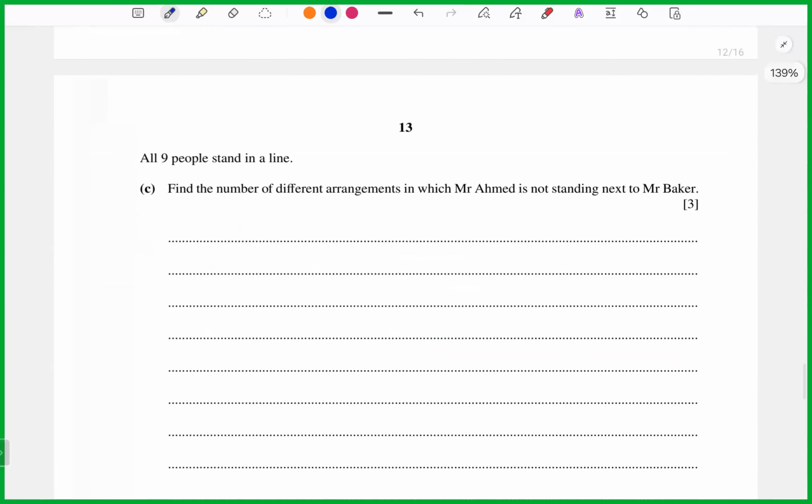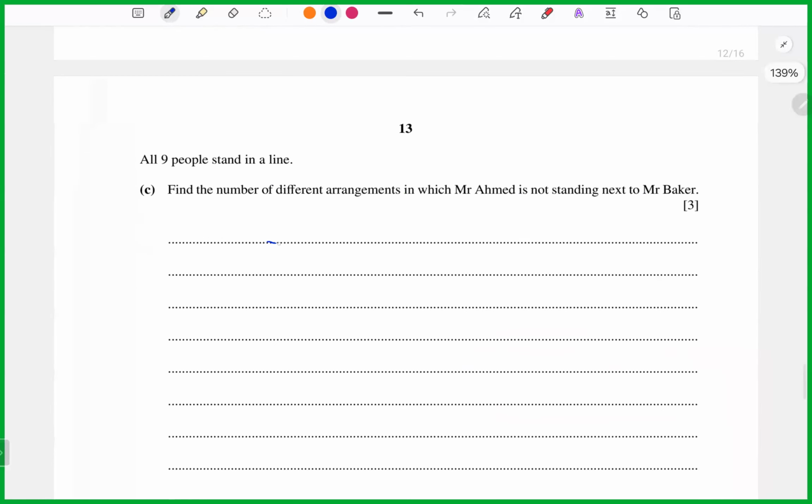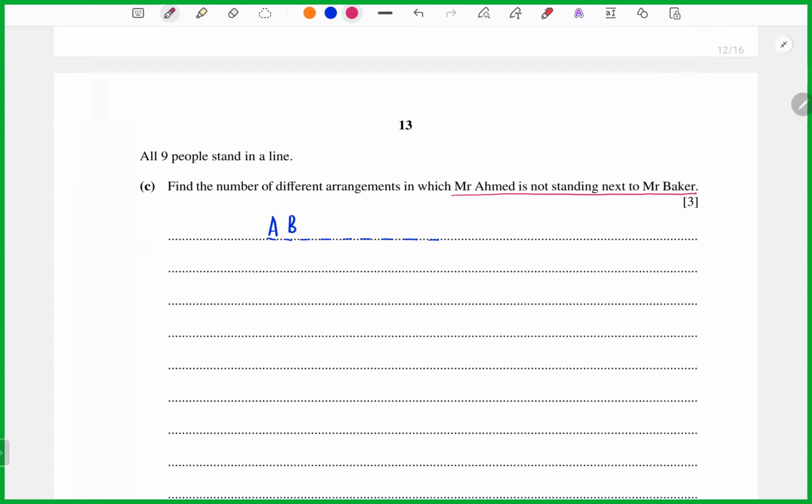All 9 people stand in a line. Find the number of different arrangements in which Mr. Amis is not standing next to Mr. Becker. When you see this question, it's a permutations question. So now we try to imagine 9 positions in a line. Because the question says not standing next to each other, I consider Amis and Becker standing next to each other. We can try doing it this way.